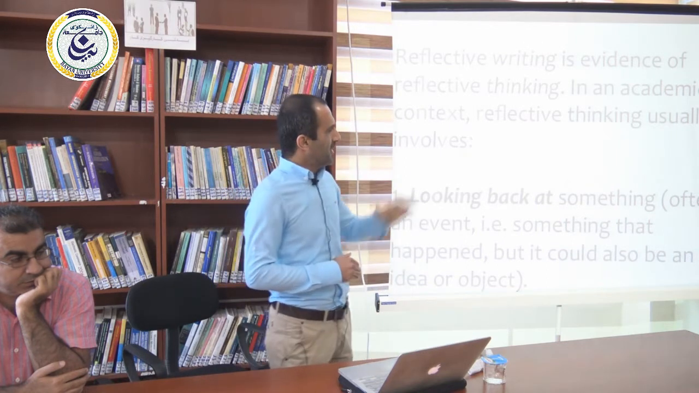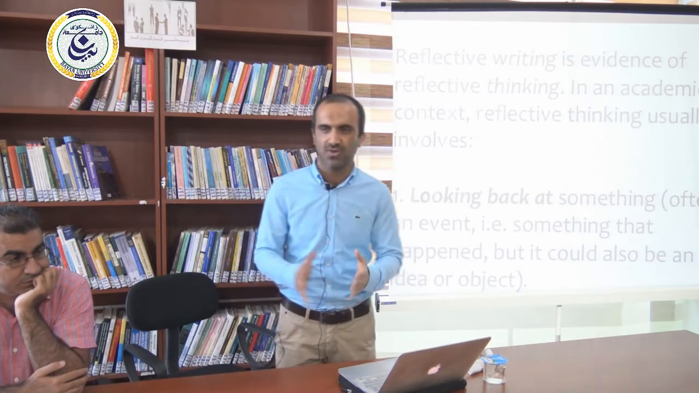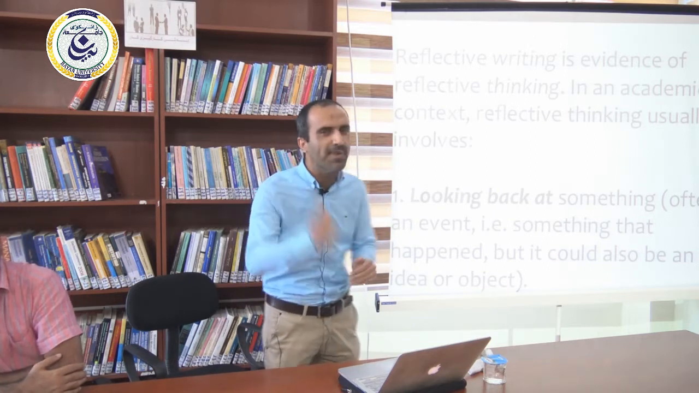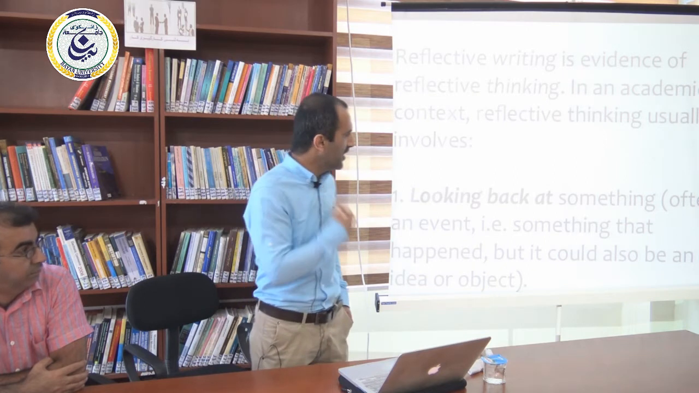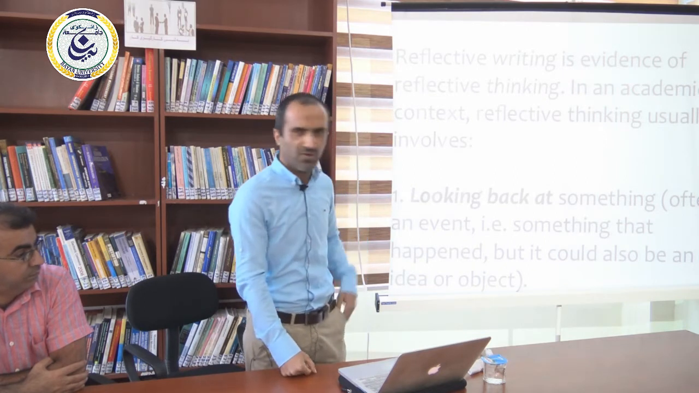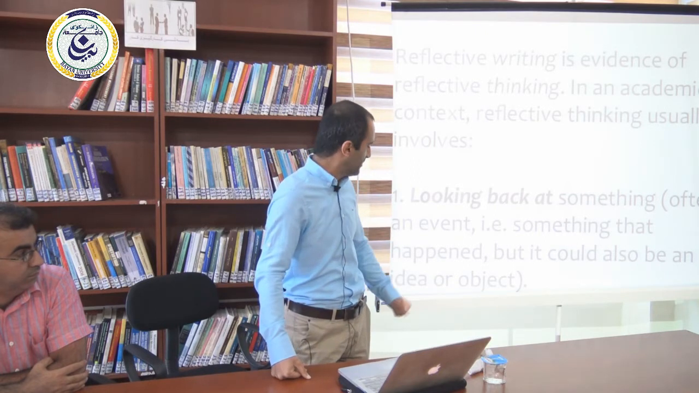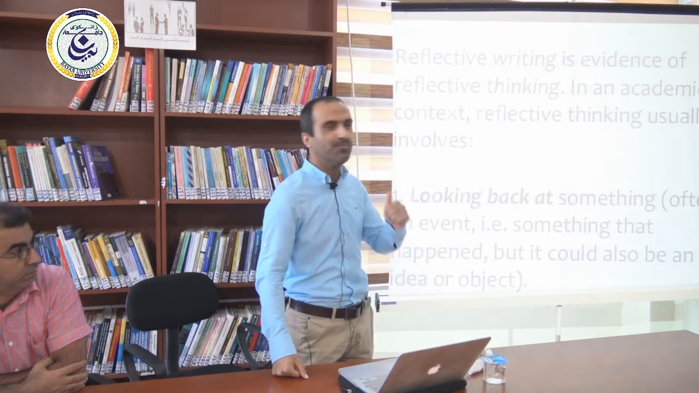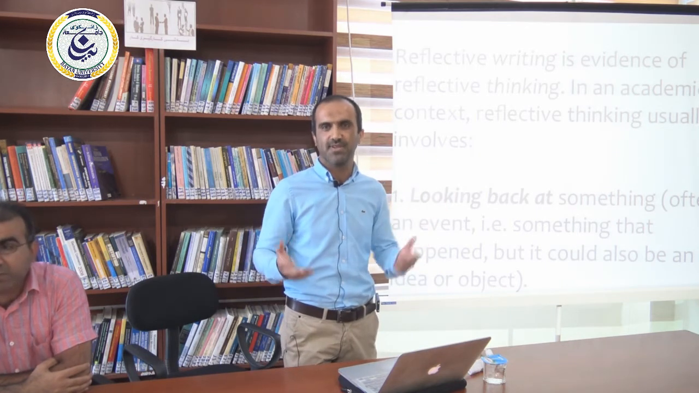Now, any reflective thinking usually involves some elements, some parts. The first one is looking back at something, often an event, for example, any experience, something that happened, but it could also be an idea or object. So you are going to look back at something first of all. So, talking about your past experience, okay? Something happened in the past.